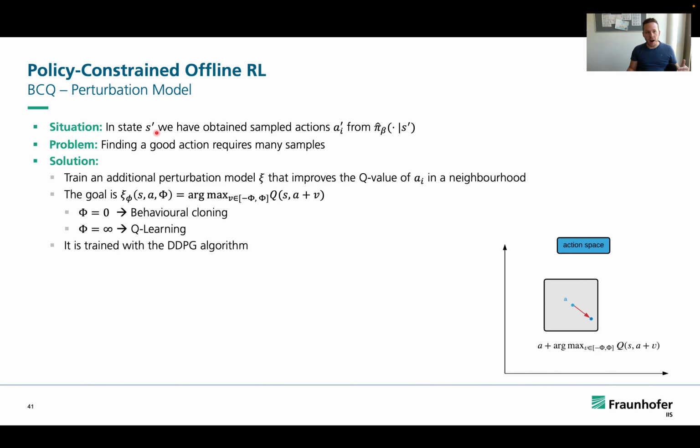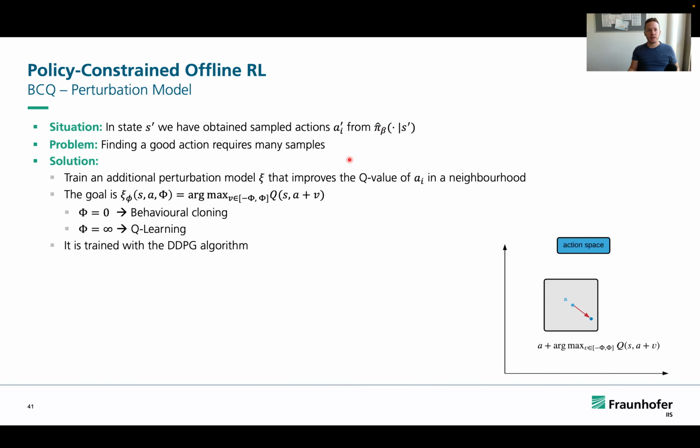So in a state S prime, we have obtained sampled actions A prime from our behavior policy that somehow matches the distribution of our data set. And the problem is now, if we really want to find a good action, we actually want the maximum. So we want the action that maximizes this function. However, we need to sample a lot in order to get a decent estimate of the probability distribution of the Q function in S prime.